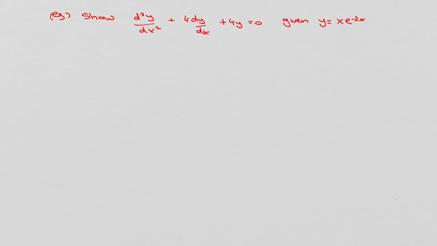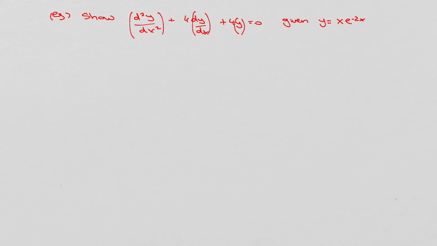So here we have to show that the second derivative plus 4 times the first derivative plus 4 times y is equal to 0, given that y is equal to x e to the minus 2x. So I'm going to put brackets around any of my products. So I can see I have the first derivative, so I'm going to have to multiply my first derivative by 4. I'm going to have to sub in my second derivative, and I'm going to also have to multiply 4 times y, which is the original function.